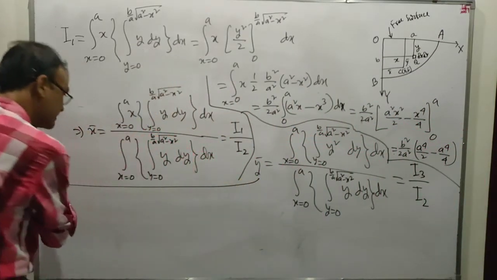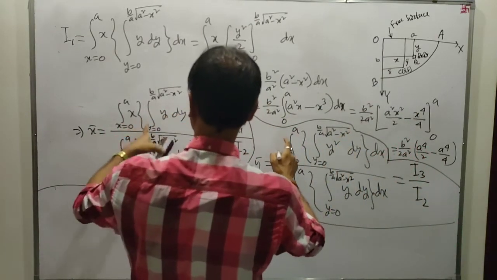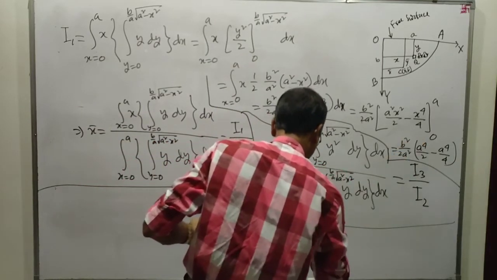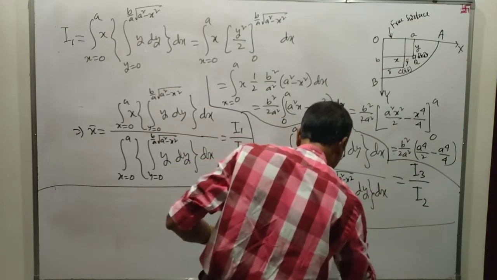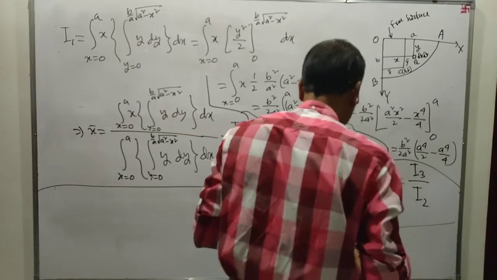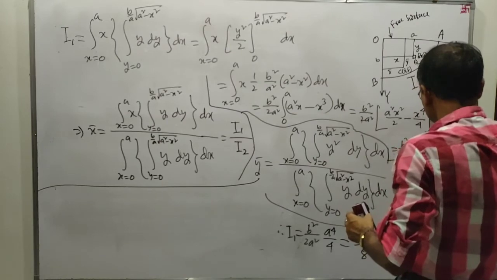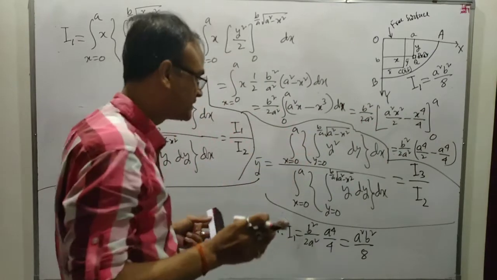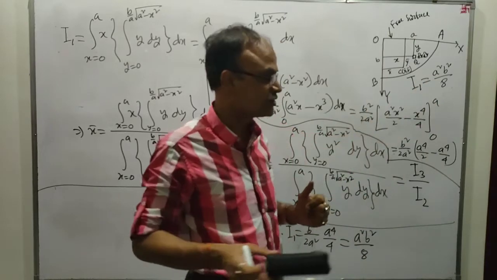Thus, let me write here. It was I1. Therefore, I1 equals b²/(2a²) times a⁴/4, which is equal to a²b²/8. We have obtained I1 equal to a²b²/8, right? One integration we have calculated.